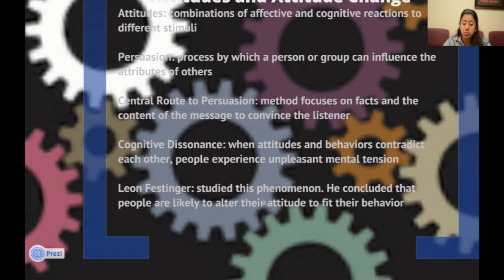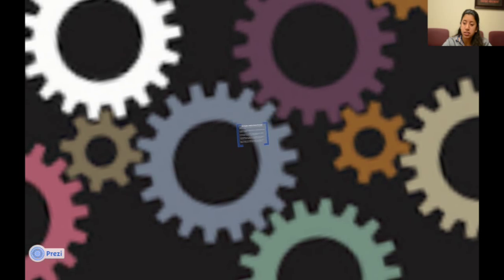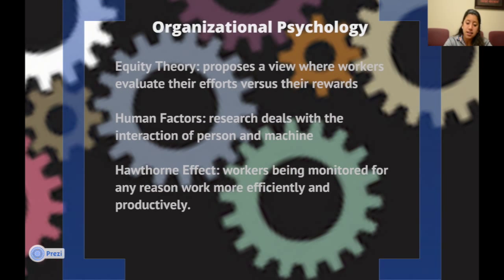So you might be more quiet in a situation where people are generally more quiet. Then we have organizational psychology, which includes equity theory, which proposes a view where workers evaluate their efforts versus their rewards. And then we have human factors research, which deals with the interaction of person and machine, and the Hawthorne effect, which is where workers being monitored for any reason work more efficiently and productively.